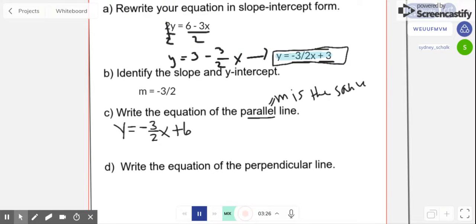Lastly, we need to write the equation of the perpendicular line. Well, once again, we look back to our equation, we say, okay, our slope is negative 3/2. Well, the opposite reciprocal would mean it's a positive 3/2, and then we have to flip the fraction, so it's actually 2/3. So when I write that out, I get y equals positive 2 over 3x, and then we go back to what the question was asking with that y-intercept of 6, so just plus 6.